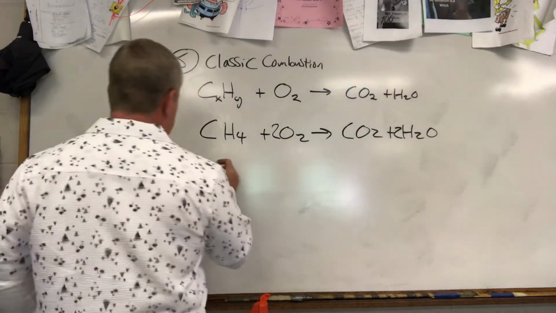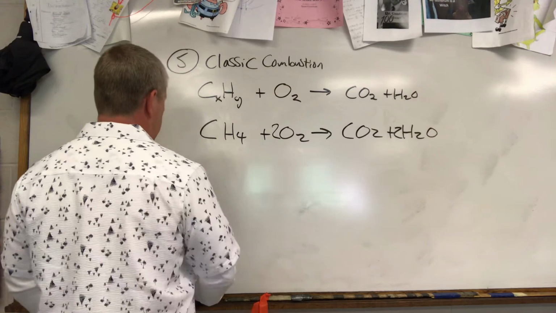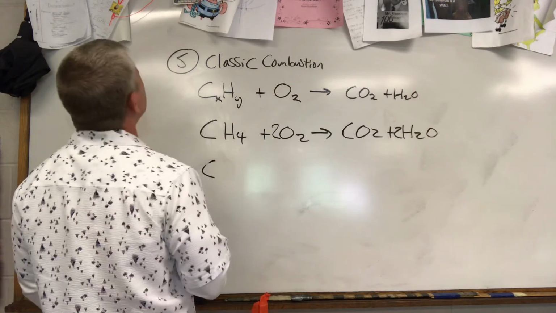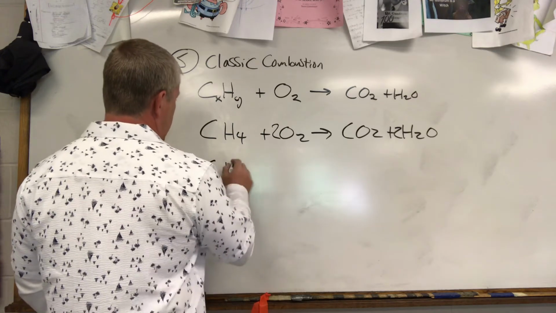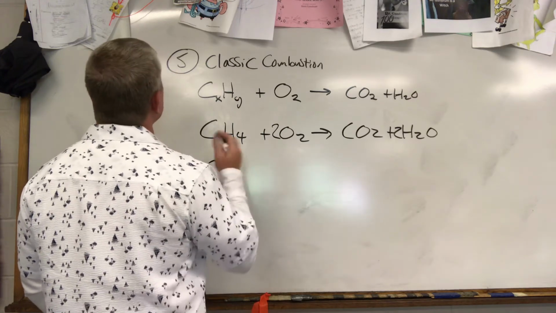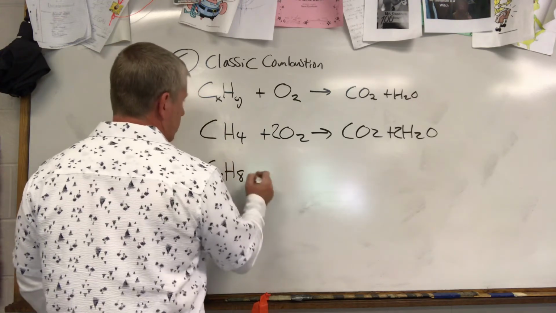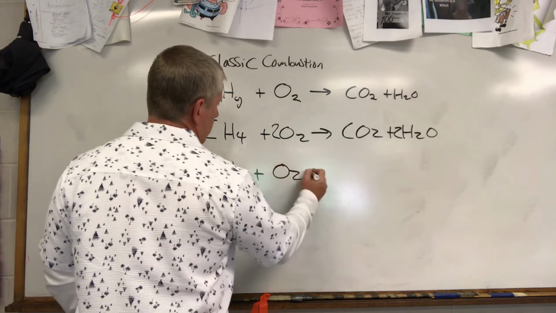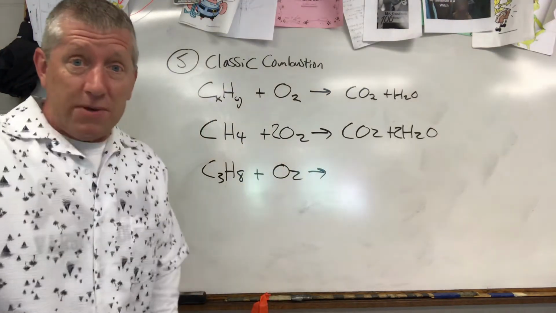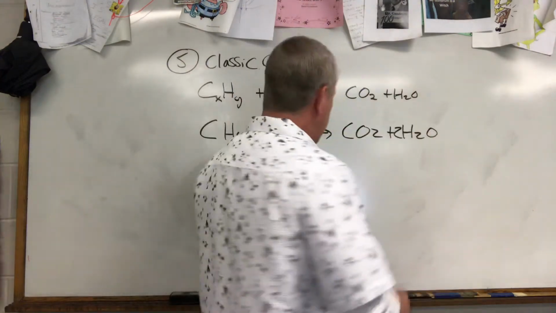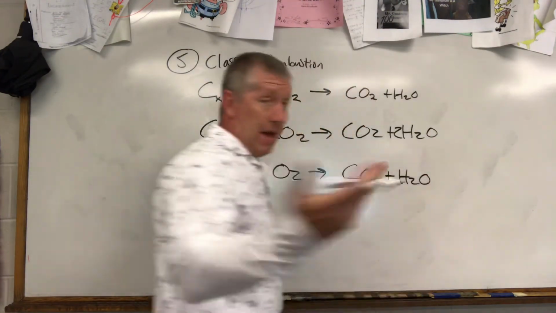Let's say that I've got some C3, 1, 2, 3, 1, 2, 3, 4, 5, 6, 7, 8. C3H8. And O2. Predict the product. It's a hydrocarbon and oxygen. The product's the same every time. It's CO2 and water, and then what you have to do is go ahead and balance it.